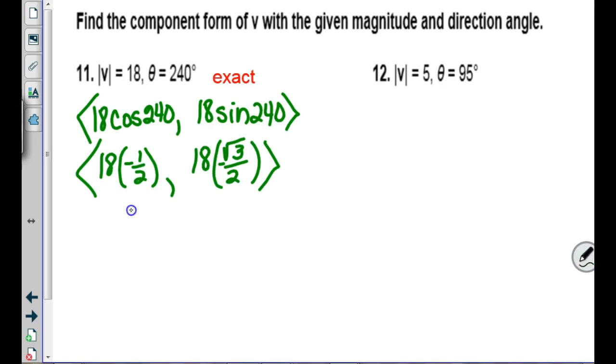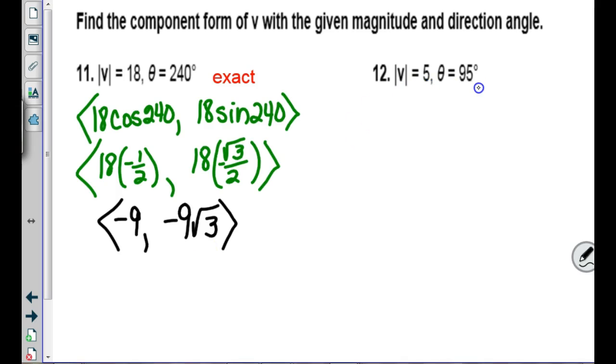So negative 1/2 times 18 is going to be negative 9. What's this going to reduce to, guys? 18 divided by 2 is 9. There's a negative square root of 3, so it's negative 9 square roots of 3. Everybody okay? Just don't type the square root of 3 in your calculator. You can do it on your calculator, but you want it as an exact answer.